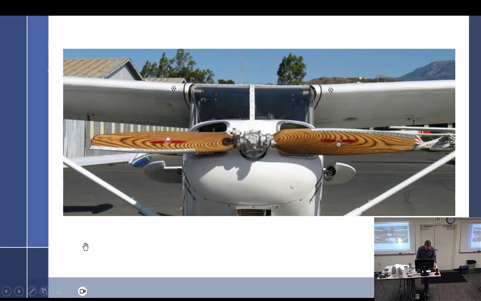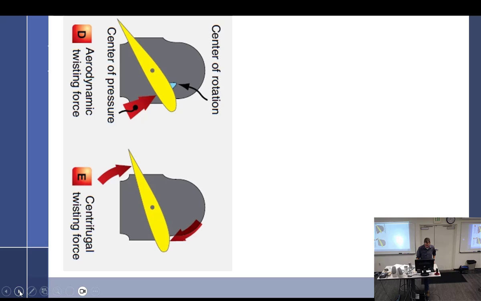You say flat, you mean feather, right? Towards feather. Yep. Anytime you see counterweights like that, it's going to help it go towards feather, centrifugal. It takes something else to flatten it out, generally speaking. Let's see.